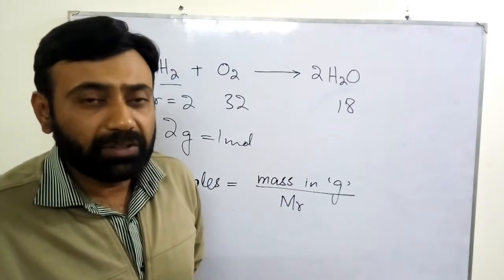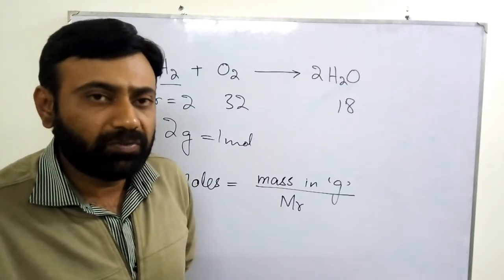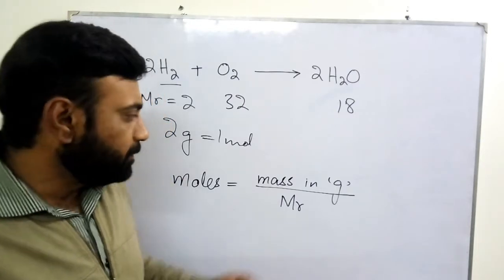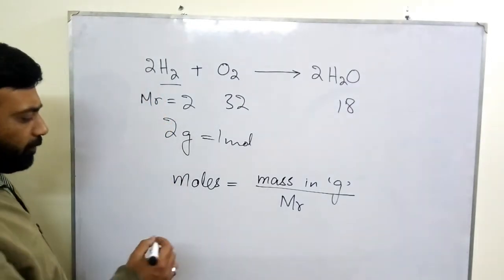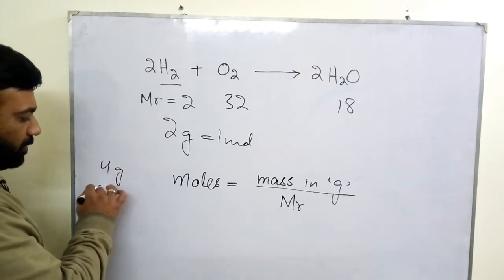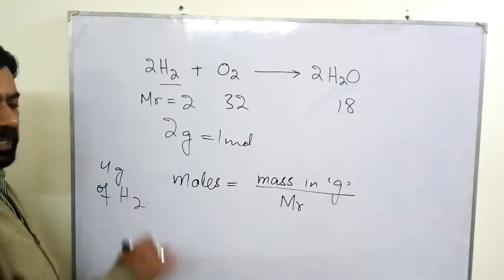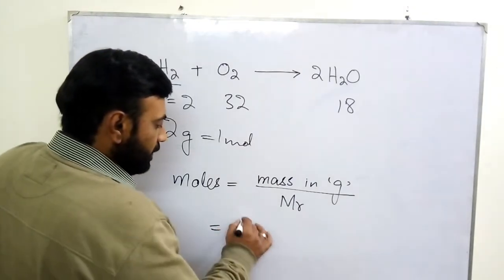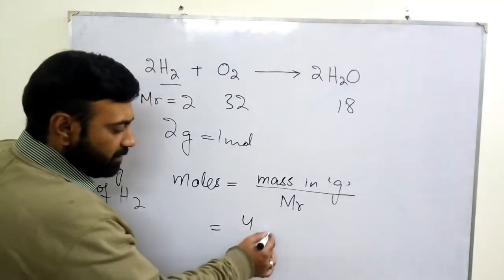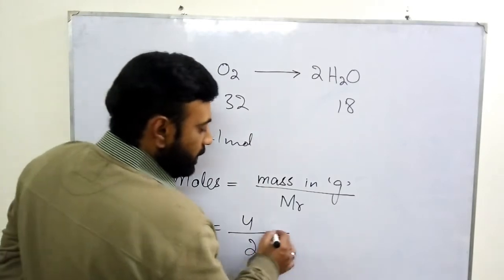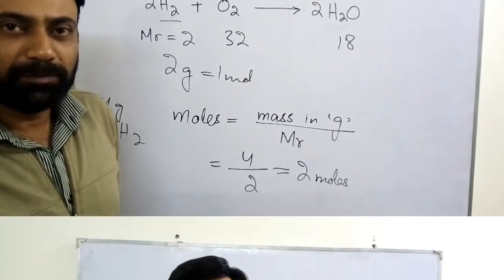If it's an atom, if we are dealing with moles of atoms, then we would use the atomic mass instead of the molecular mass. So, for example, if we say that we have 4 grams of hydrogen and we need to calculate its moles, simply its moles will be 4, its mass in grams, divided by its molecular mass, which is 2, so we will have 2 moles.